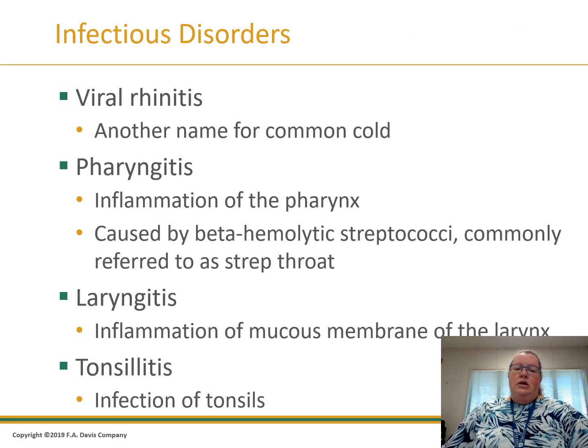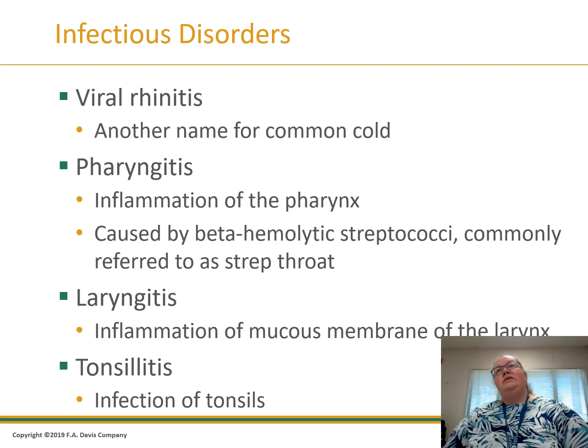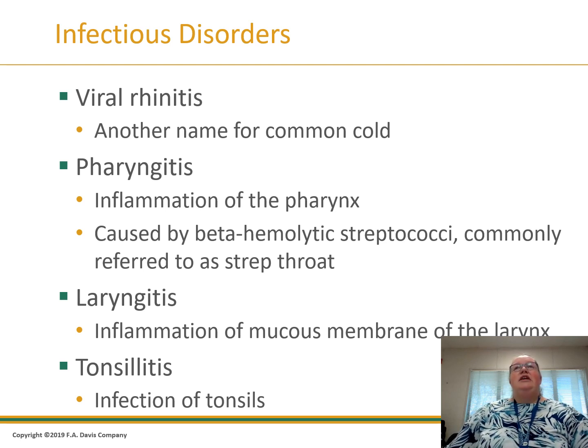So, infectious disorders, we've got viral rhinitis, another name for a common cold. Pharyngitis, which is inflammation of the pharynx. Whenever you can't talk, you have laryngitis. That's inflammation of the mucous membranes. And of course, tonsillitis, which is infection of the tonsils. Strep throat is one of the number one causes for tonsillitis. The problem with it is basically, especially in young children, is some people are born with larger tonsils than airway.